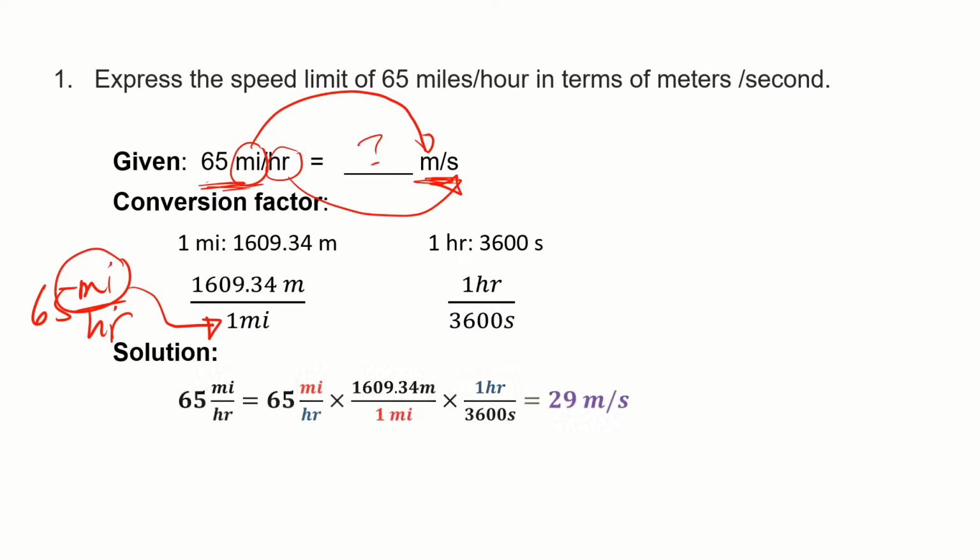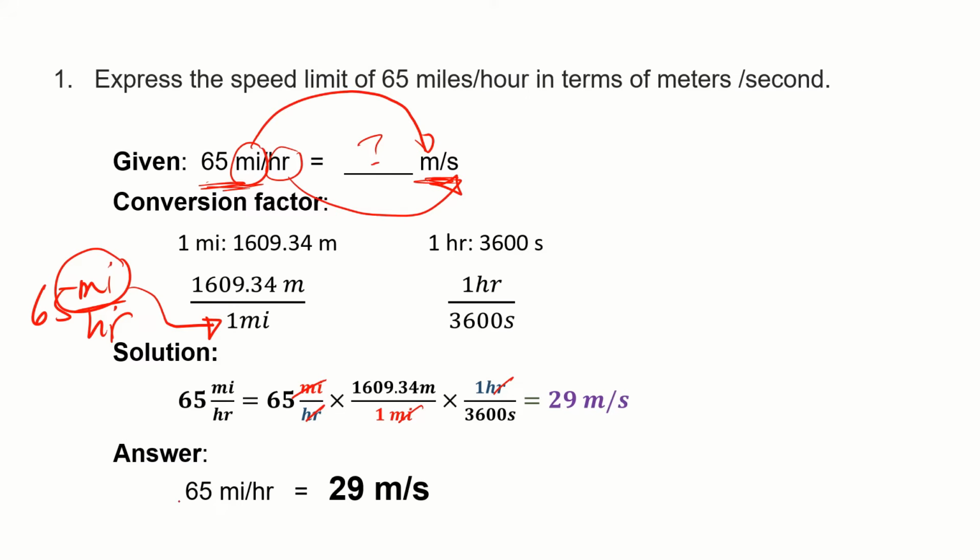So solution, 65 miles per hour times 1,609.34 meters divided by 1 mile. So dito, ma-eliminate na natin si miles times the second conversion factor, 1 hour over 3,600 seconds. So dito, we will be able to cancel out hours. So matitira na lang si meter per second. So just perform the operation. So we will get 29 meters per second. So ang final answer natin will be 65 miles per hour is equal to 29 meters per second.